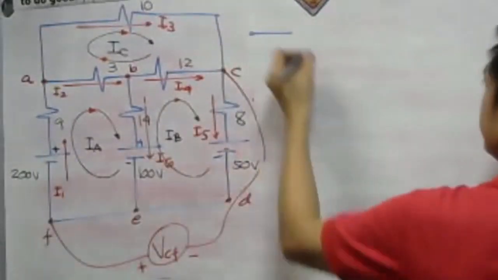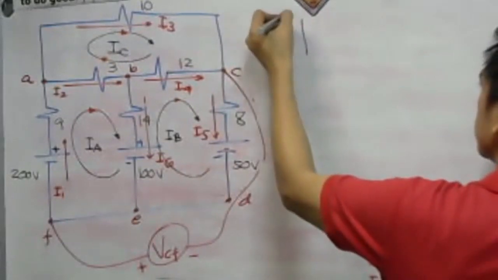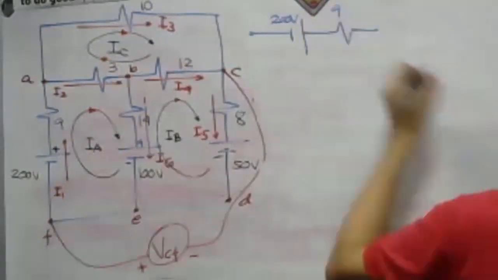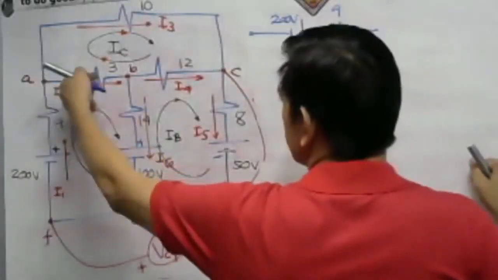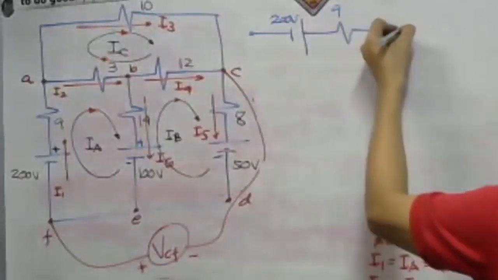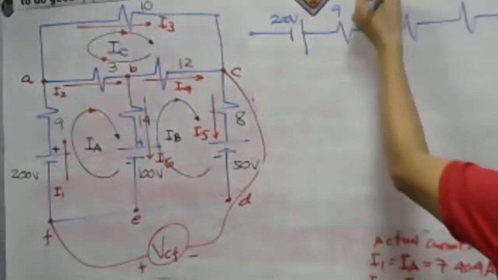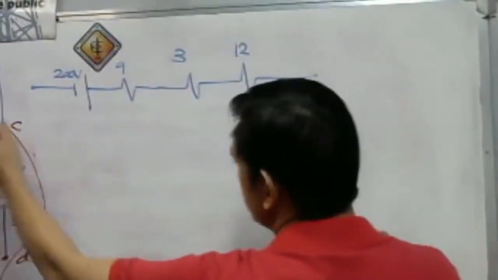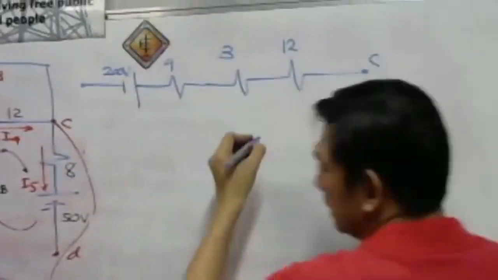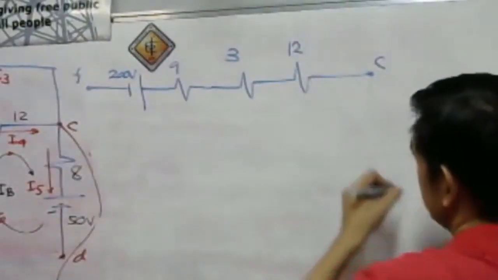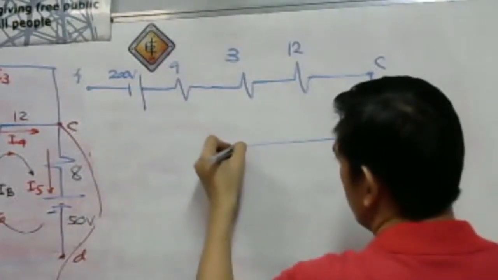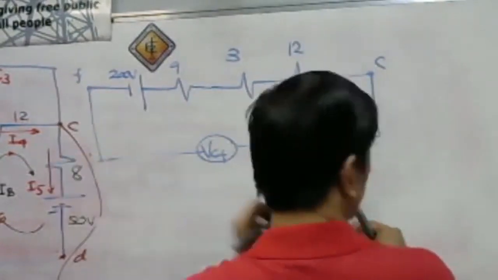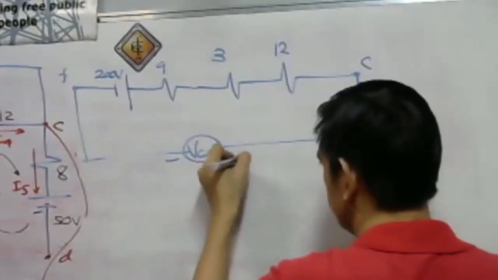So, let us have point F. Okay. So, we have here negative of 200 volts. Then, this is the positive. Then, we have our 9 ohm resistor. Then, we have here connected to the 3 ohm and the 12 ohm. This is 3 ohm. This is 12 ohm. Okay? And then, the 12 ohm is connected to C. This is point C. Remember, this is our point F. This is our VCF. I will assume that this is the negative and this is the positive terminal.